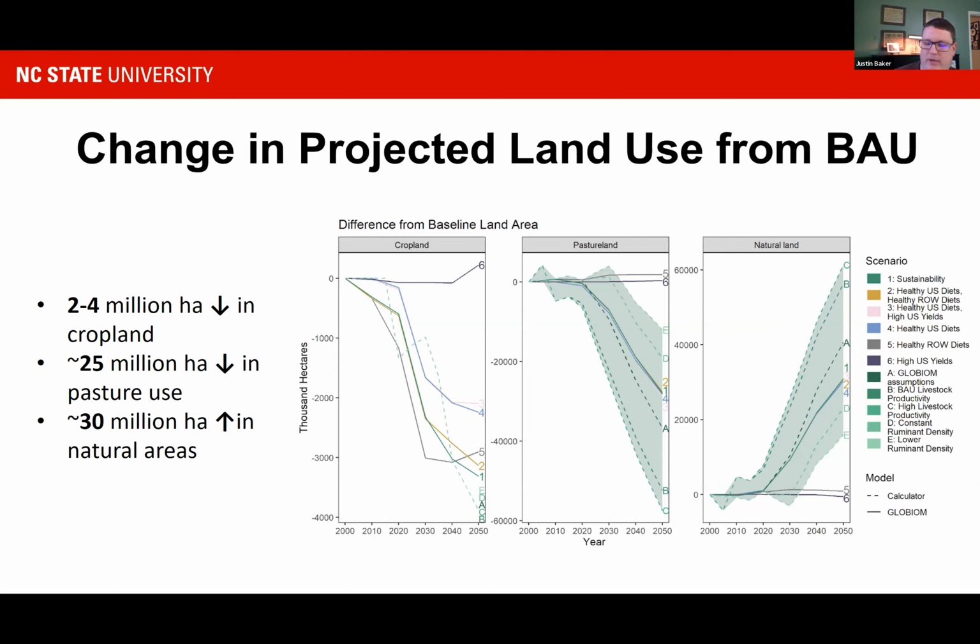The most dramatic impact is on pasture land use for grazing, for cattle grazing. There we see a reduction of approximately 25 million hectares by mid-century, consistent with these healthier diet scenarios and the reduction in the demand for pasture lands in the livestock system. This corresponds to about a 30 million hectare increase in lands where natural processes predominate, so grasslands and forests.